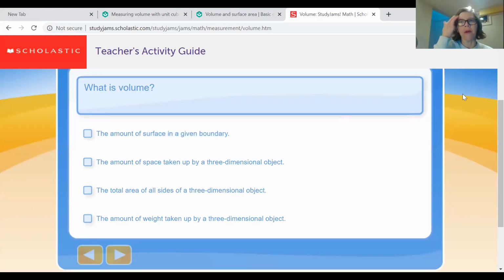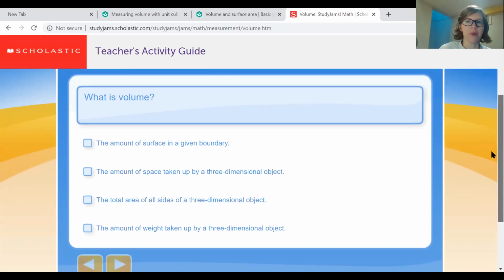All right, so question number 1, and you can just jot down the answer on a piece of paper. If you want to, we'll just call them A, B, C, and D. So then all you have to do is write down A, B, C, or D on your paper. So question number 1, what is volume?